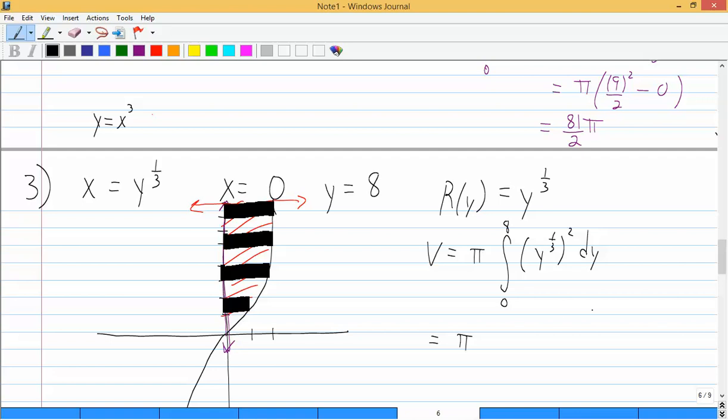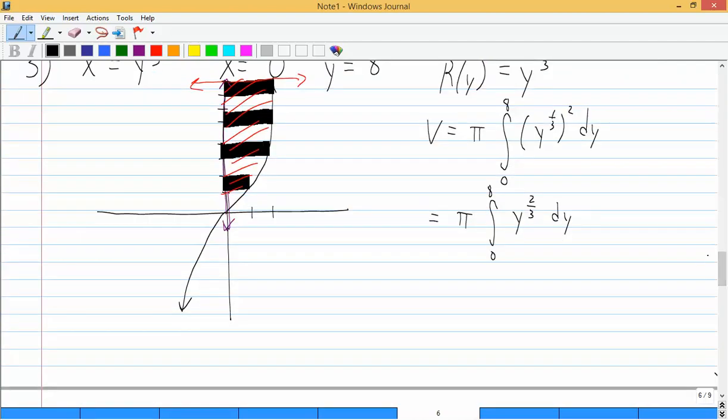All right, so this is pi times, well, let me do one more step before I integrate. I don't want to lose anybody. So this is the integral from 0 to 8. When you square y to the 1/3, power to a power, you multiply. So that's y to the 2/3. And we're integrating with respect to y.